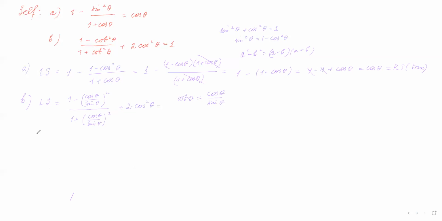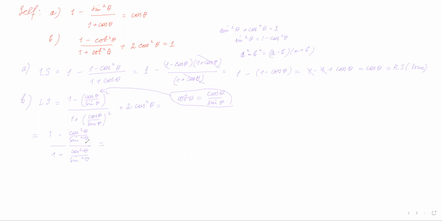I'm still going to work with my left side, but because I have this explanation sitting over here, I don't want to continue over here. I'm going to just continue lower, okay? So what is going to happen next? Well, I'm going to square both cosine and sine to simplify it a little bit. So it's 1 minus cosine square of theta over sine square of theta. In the denominator, 1 plus cosine square of theta over sine square of theta.